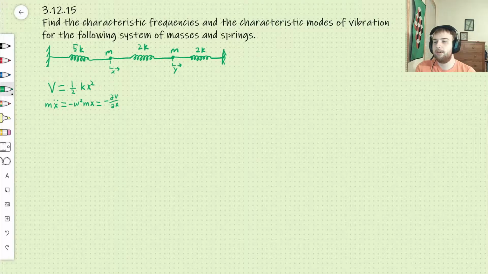The first thing we're going to do is write an expression for the total potential energy stored in the system. In order to do that, we just have to add up the amount of potential energy stored in each spring. So V equals 1/2, the spring constant is 5k in this situation, and the distance it's being displaced is x, so that'll be x squared. And then for the second spring, the 1/2 and the 2 cancel out, so this is going to be k.